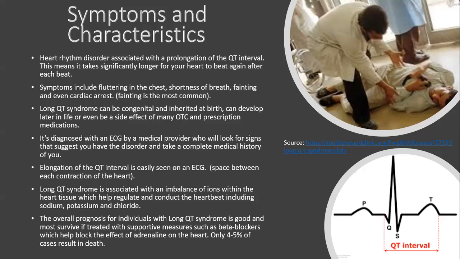So the physiology behind long QT syndrome is essentially an imbalance of ions within the heart tissue. We know that sodium, potassium, and chloride in a very complex way affect the heart and the pacemaker and why it beats. But overall, the prognosis for people with long QT syndrome is good. Most survive. Only 4 to 5% result in death. And it's treated with something called beta blockers, which is a prescription medication that blocks the effect of adrenaline on the heart. And there's the person that just fainted.